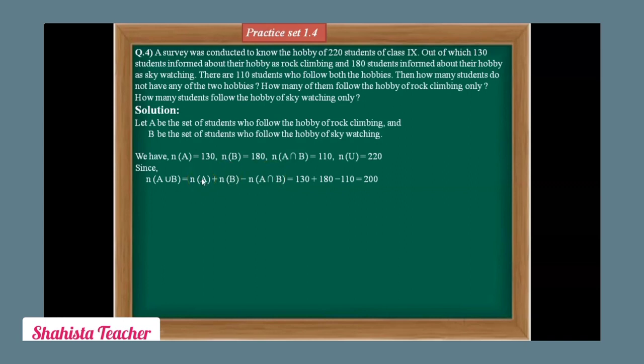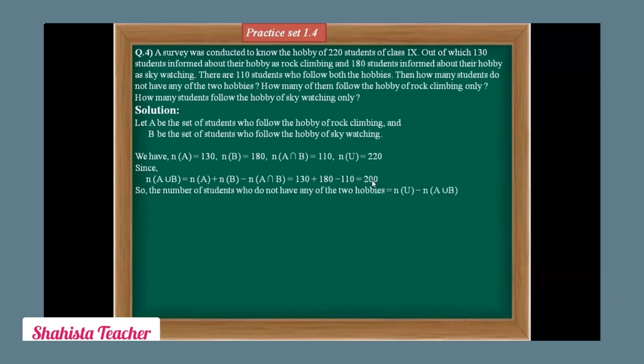Okay. So number of A is how much? 130. So here we will write 130. Number of B is how much? 180, minus 110. So 130 plus 180, how much? After subtracting 110, we come across that it is 200. So 130 plus 180 minus 110 gives us 200.